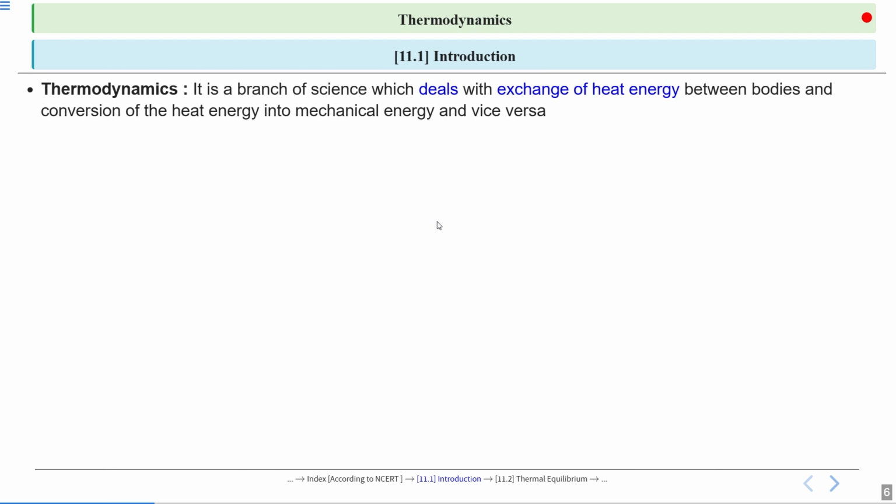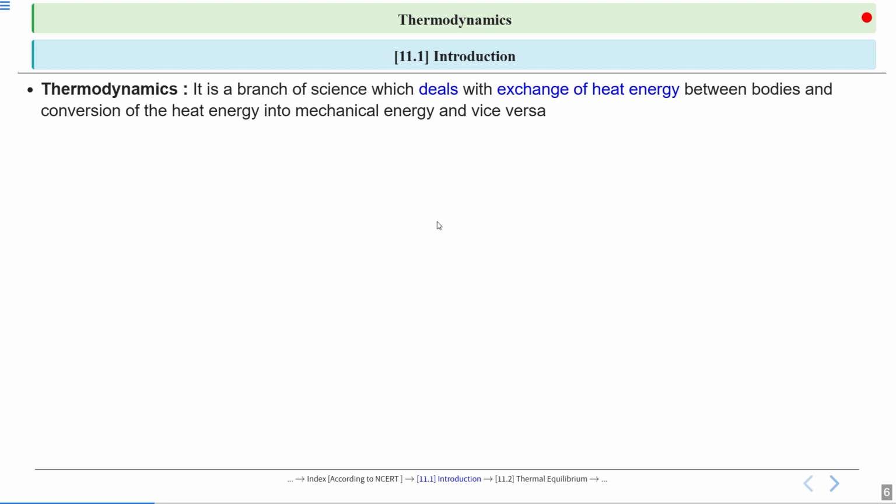So let's start. First, thermodynamics. Basically, it is a branch of science which deals with exchange of heat energy between bodies and conversion of heat energy into mechanical energy and vice versa.